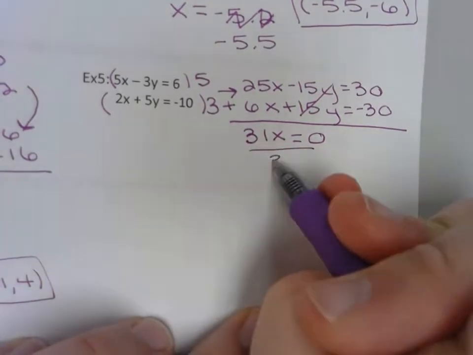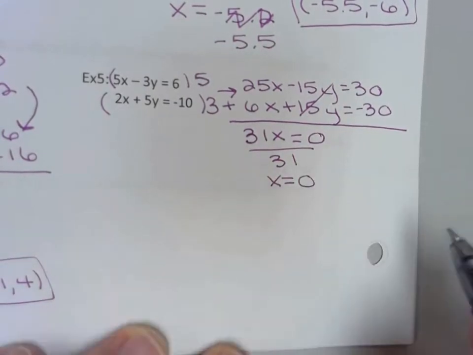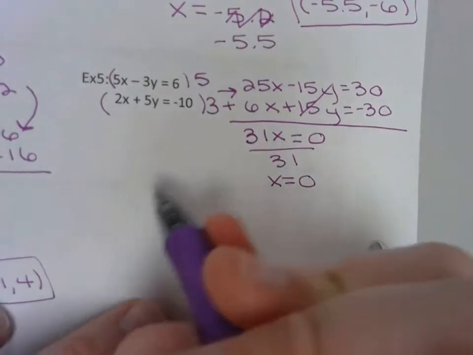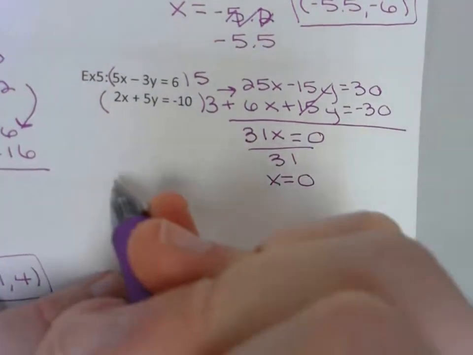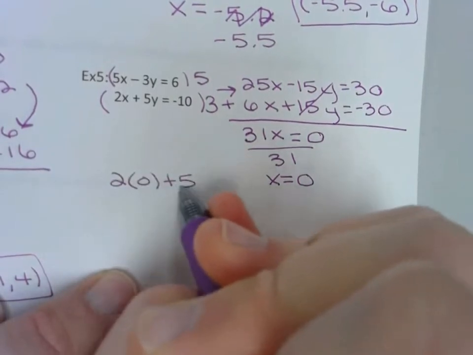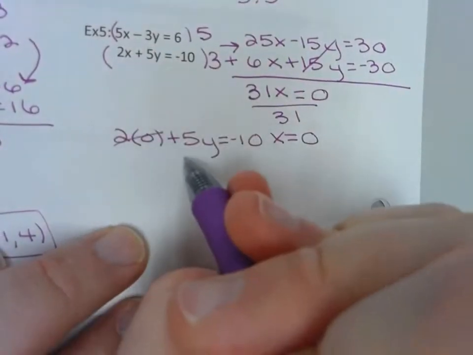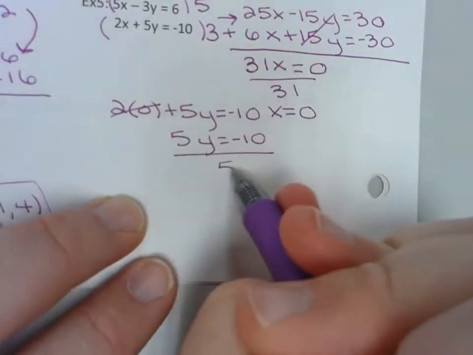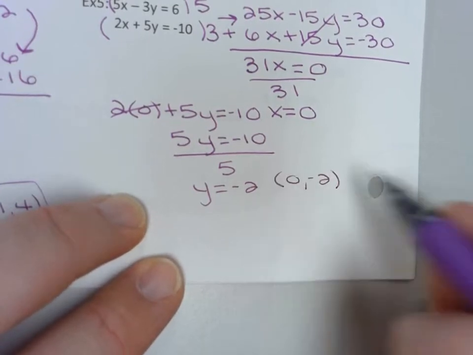Divide by 31. 0 divided by anything, 0 divided by 31 is 0. So x is 0. I need to know my point. So if x is 0, plug it into any of these equations. I'm going to use, I don't know, it doesn't matter, the bottom one. So 2 times x, which is 0, plus 5y equals negative 10. 2 times 0 is gone. 5y equals negative 10. Divide by 5, y equals negative 2. So my ordered pair is 0, negative 2.